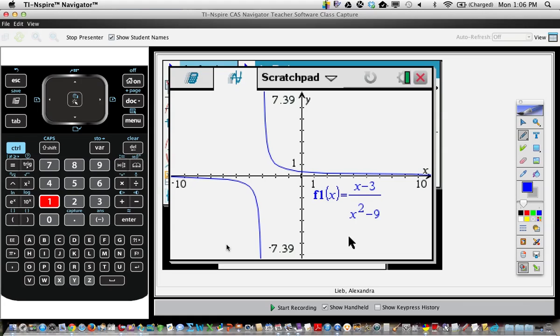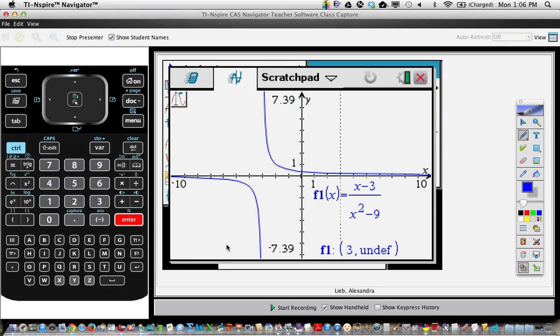Now, 3 doesn't seem to be bad here, but what do we know is there? Did we talk about this on Friday? Or maybe it was Thursday? What happens if you put a 3 into this function? You get 0 divided by 0. Go to trace and type in a 3. Graph trace, type in a 3. It says undefined, because you get 0 divided by 0.